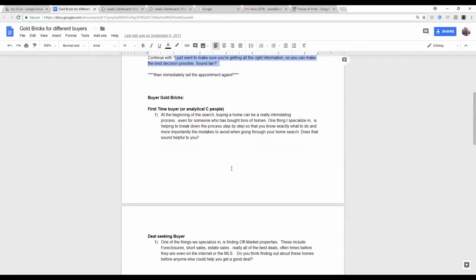All right, so here's a couple other examples of these. Buyer gold bricks, first-time buyers or anyone who's really analytical. So, at the beginning of the search, buying a home can be a really intimidating process, even for someone who has bought tons of homes. One thing I specialize in is helping to break down the process step by step so that you know exactly what to do, and more importantly, the mistakes to avoid when going through your home search. Does that sound helpful to you? Cool. Important thing to note, by the way, I've read these, I've said them thousands of times, so they sound very natural. Even though I'm literally reading it word for word, you want it to feel very comfortable.